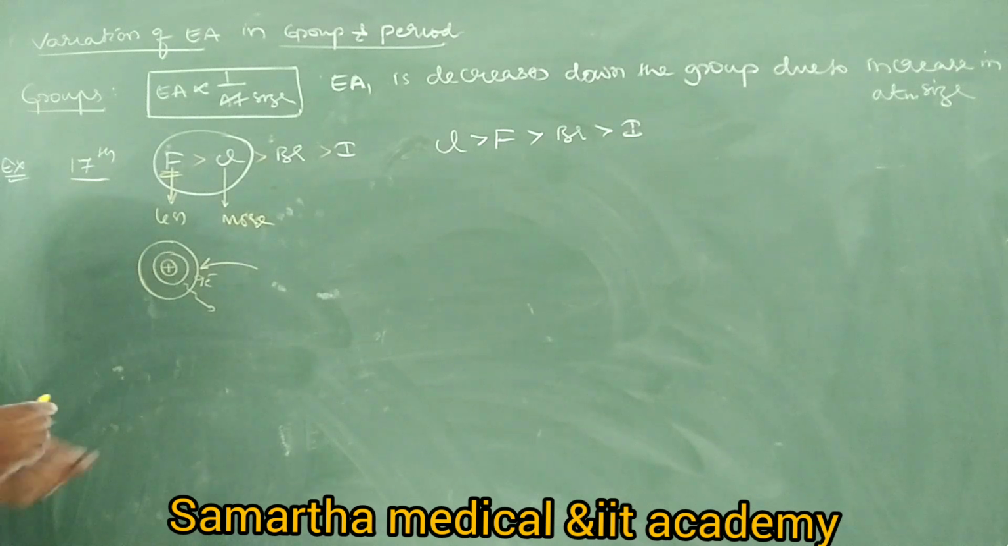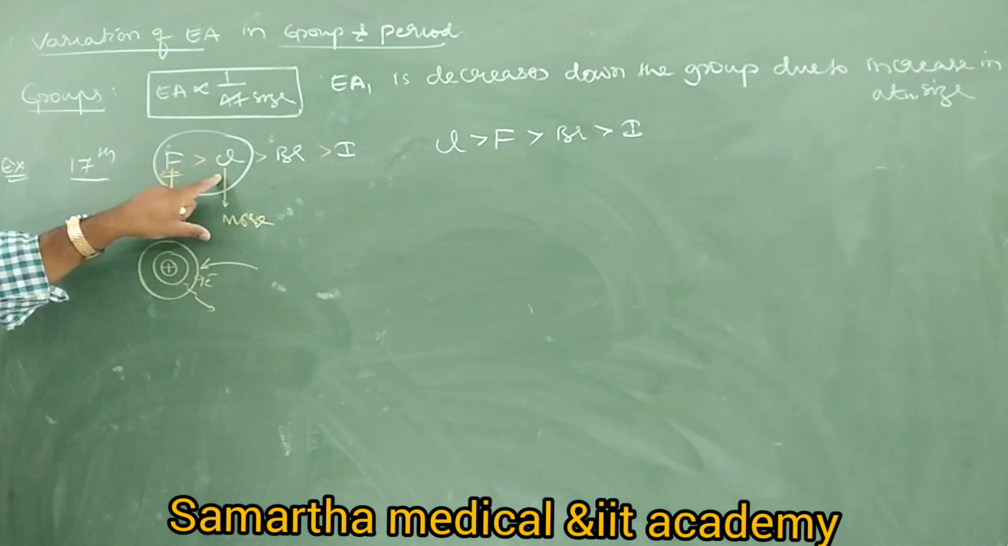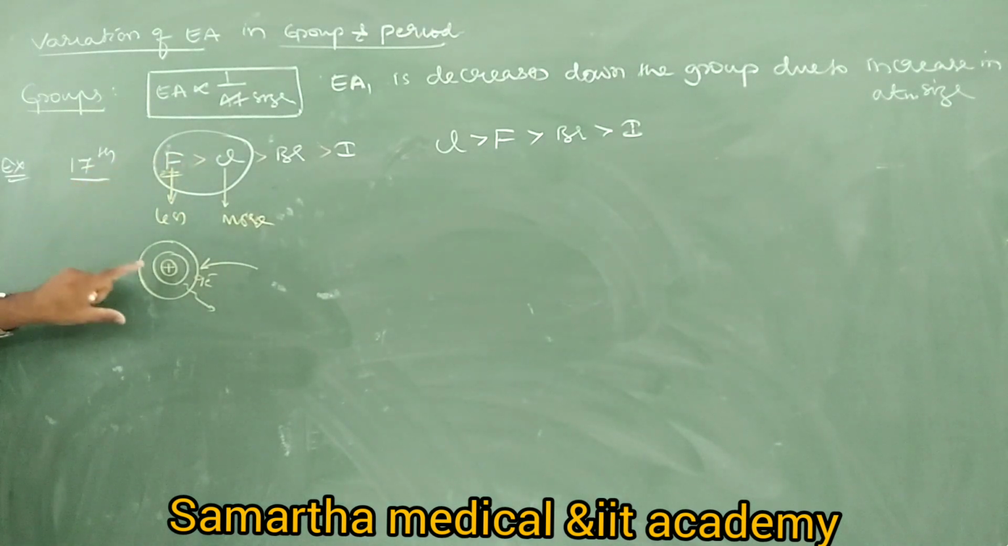Right? This is one important question you have studied in +1 level also. Therefore, the electron gain enthalpy of fluorine is less than chlorine. It is due to two reasons: one, small atomic size, and two, more electron repulsions.